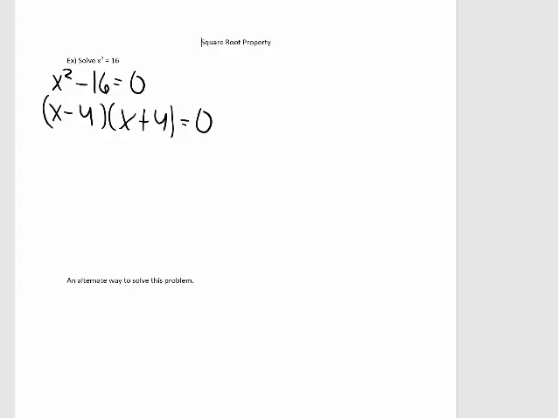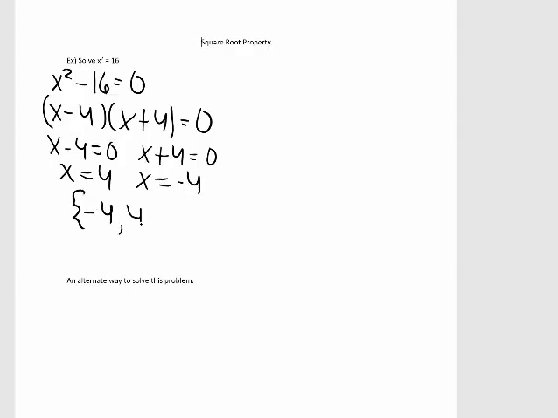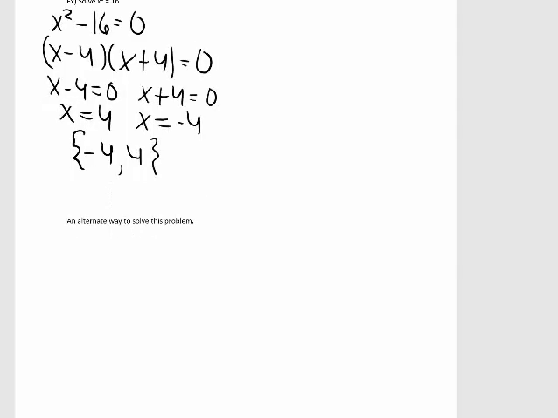Set each factor that contains a variable equal to 0. And my solutions would be negative 4 and 4. Okay. Now, there is another way that I can solve this. So I'll rewrite again. X squared equal to 16.